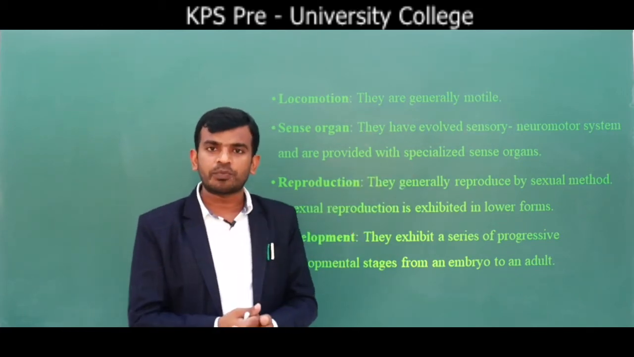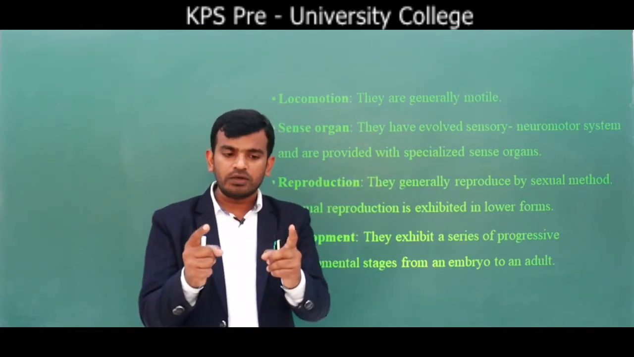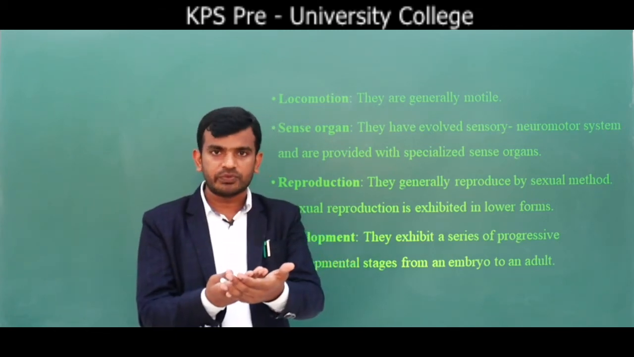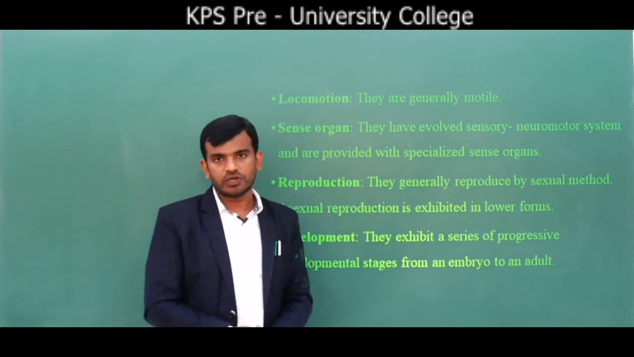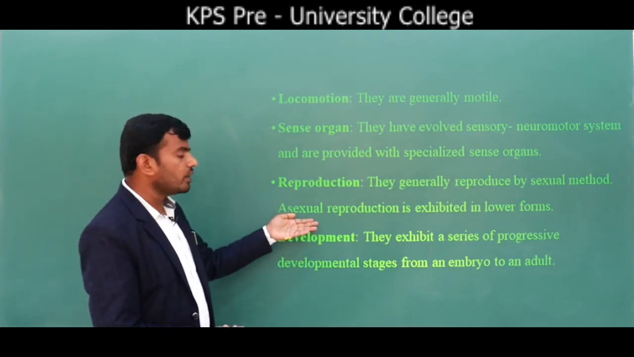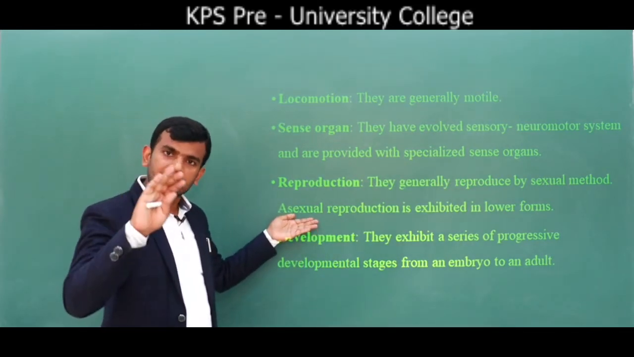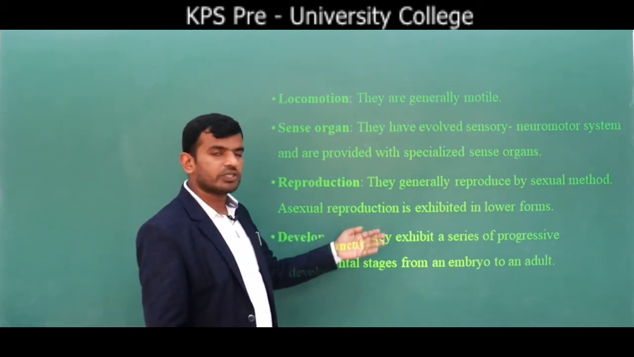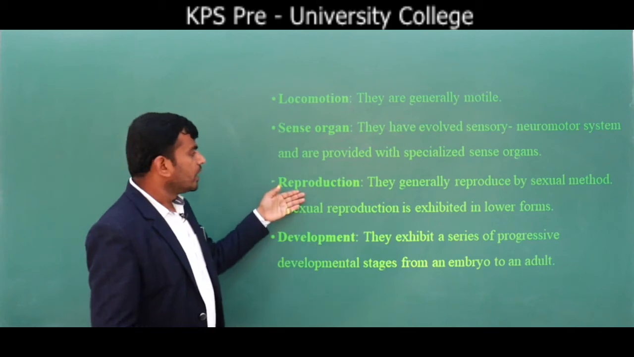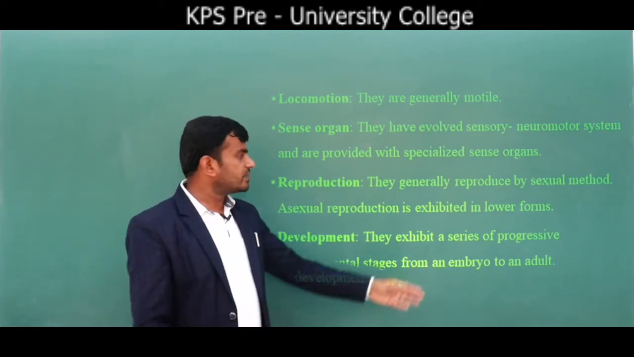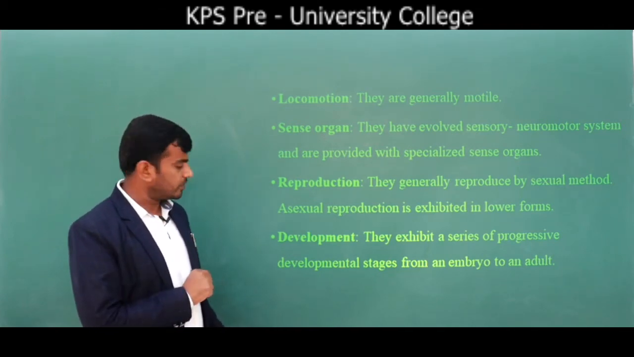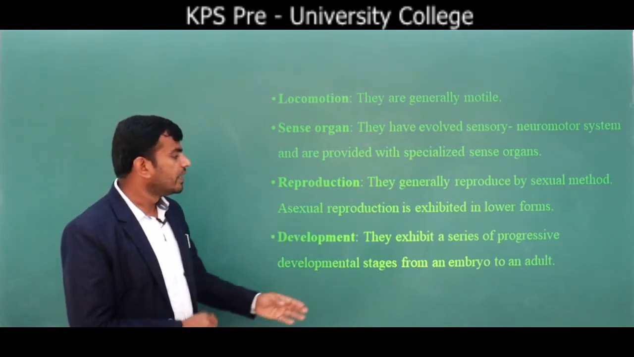So what do you mean by sexual reproduction? Two parents are involved and they produce gametes. Fertilization you can see, as we know, and that is nothing but what? Sexual reproduction. But in the lower forms of kingdom Animalia, what kind of reproduction is there? Asexual reproduction you can see. One more time, reproduction in case of higher organisms you can see sexual reproduction, whereas in lower organisms you can see asexual reproduction.